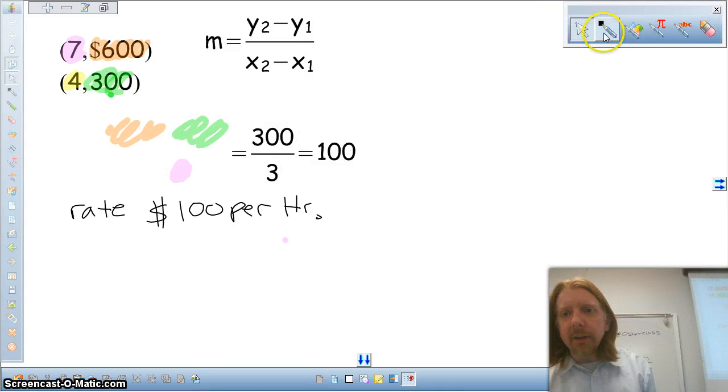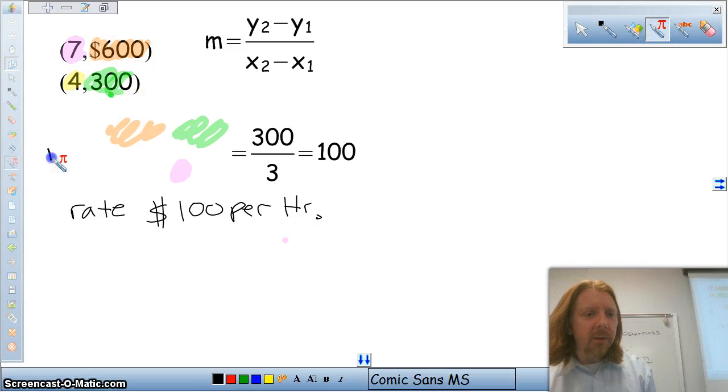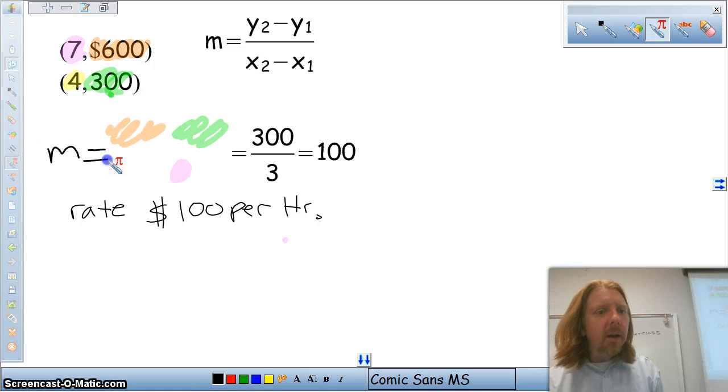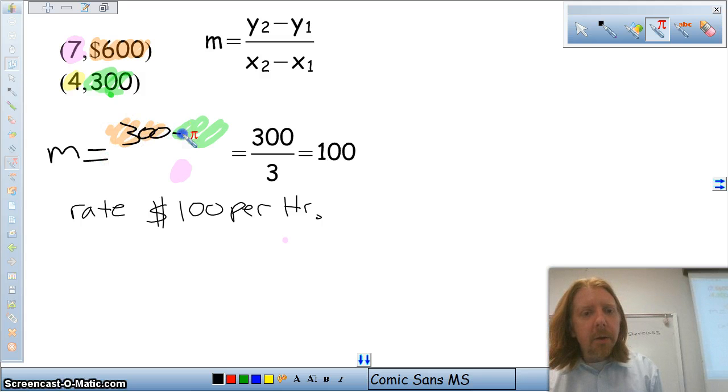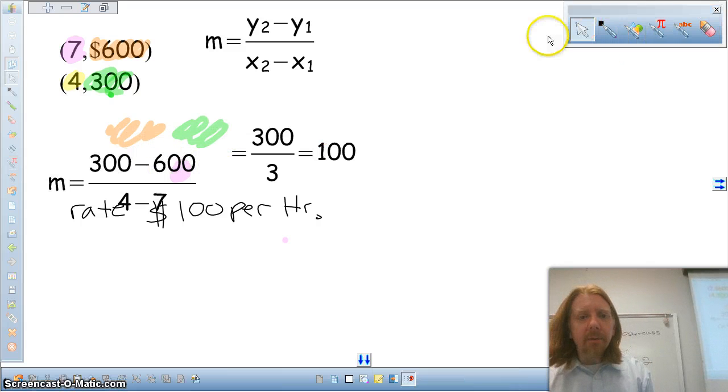Oh, I did that all in one shot, didn't I? Okay. M equals... Sorry about that, guys. 300 minus 600 over 4 minus 7. There we go. That works.